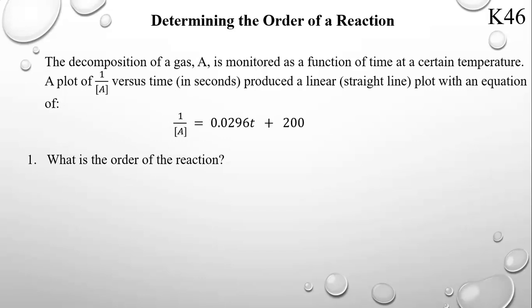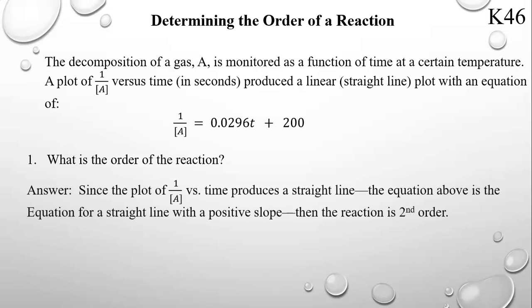Well, 1 over A versus time produces a straight line, first of all, and second of all, you can see that the slope, 0.0296, is a positive number, so it's a positive slope. A positively sloped straight line, when you plot 1 over A versus time, means it's going to be a second order reaction. So since the plot of 1 over A versus time produces a straight line, and the equation above is the equation for a straight line with a positive slope, then the reaction is second order.